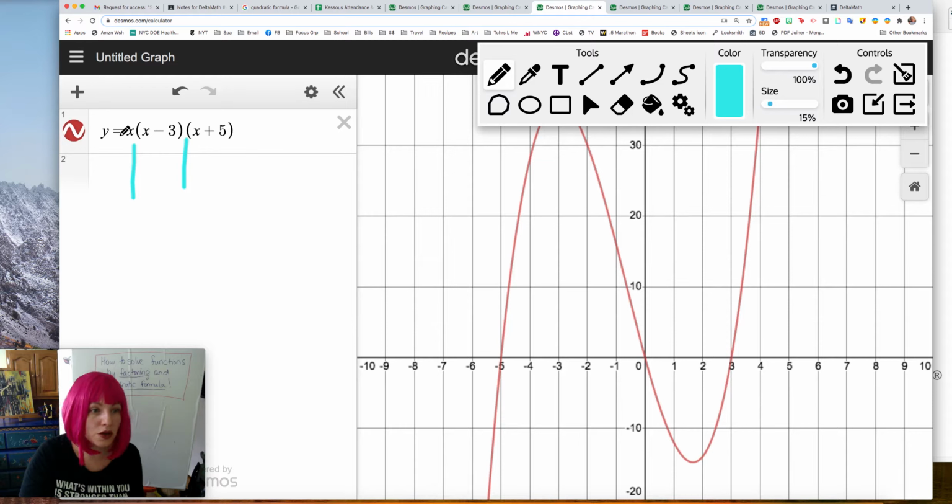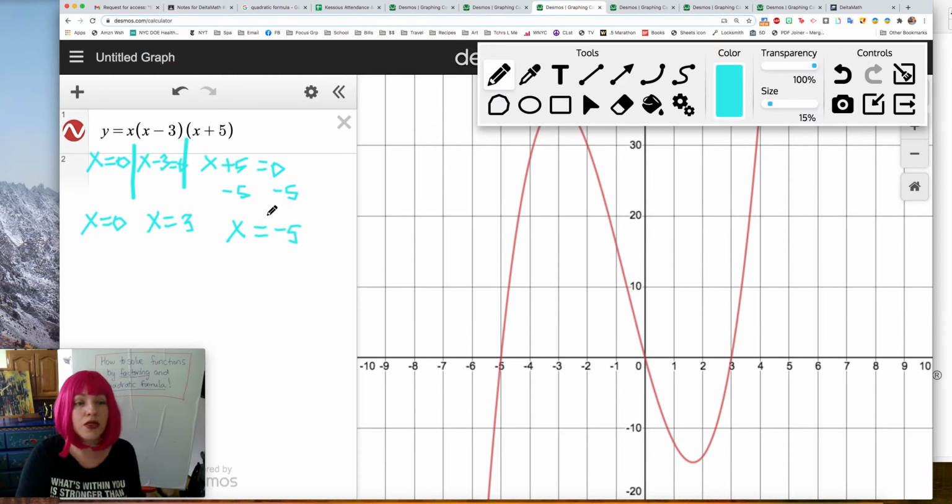Okay. So here I have a variable, so I'm going to write x equals 0. Here I write x minus 3 equals 0. And here I write x plus 5 equals 0. Here I don't have to do anything, so x is equal to 0. That one's done. I add 3 to both sides, x is equal to positive 3. I subtract 5 on both sides, just to show you one example, and x is equal to negative 5. Those are my 3 roots.